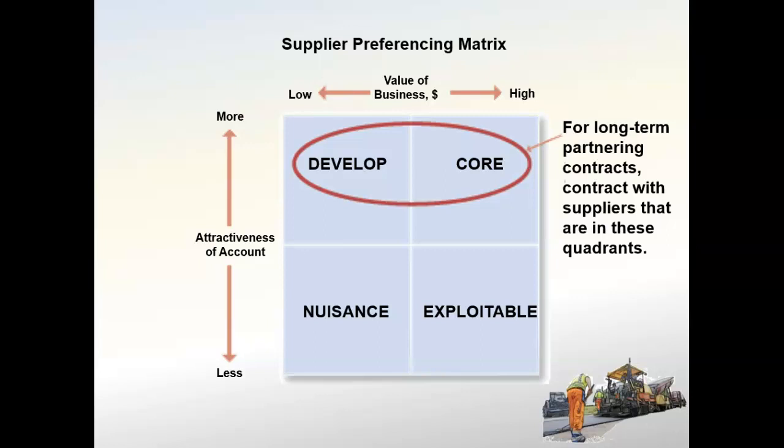Finally, the best match to the buyer would be located in the top right quadrant, where the buyer's account is considered both a valuable and attractive account to the supplier, who would likely offer a high level of service and work vigorously to retain the buyer's future business. And this is also the most logical group from which the buyer could select candidates for developing strategic alliances and partnerships.